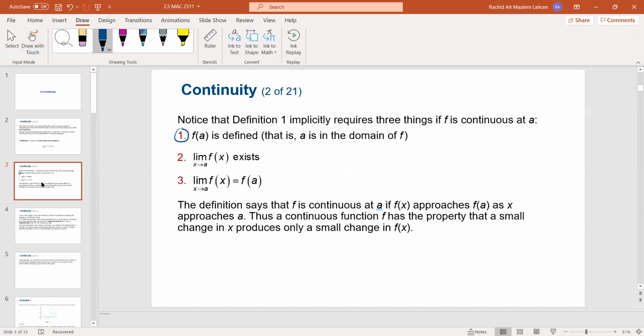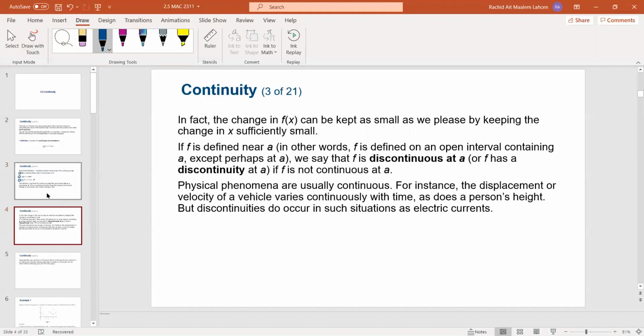So number one, f of a is defined. The second is the limit of f of x as x approaches a exists. And the third is the limit of f of x as x approaches a equals f of a. So this definition says that f is continuous at a if f of x approaches f of a as x approaches a, all right? So these three things, and we'll do some examples on it, and you'll see why.